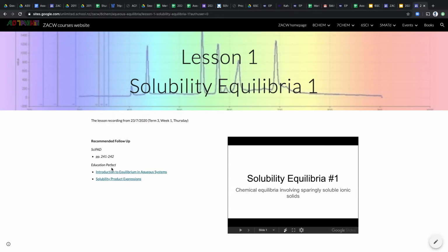And also 2 recommended activities from Education Perfect. So the links take you right to those activities. You might have got an email from me, a scary email just 5 minutes ago that says Education Perfect has assigned like 5 hours worth of aqueous equilibria to do. That's the bulk work I want us to accomplish over the next few weeks, okay?